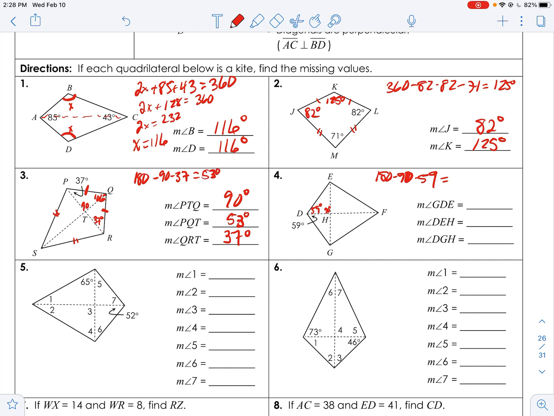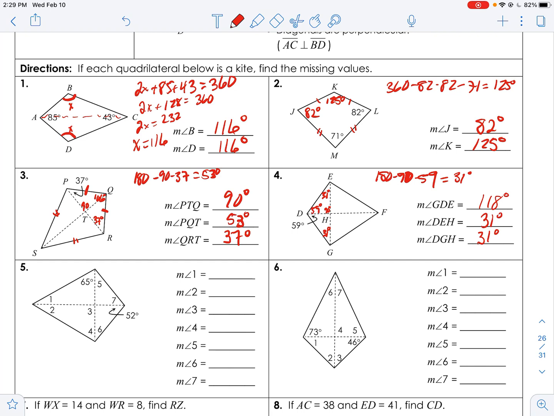This is 180 minus 90 minus 59, which was, what did we figure out? 53, right? And 31 this time, so 31 degrees. That makes that 31 degrees. So G to D to E is 59 twice. 2 50s is 100, 2 9s is 18, so that's 118 degrees. DEH was 31 degrees, and DGH was also 31 degrees.